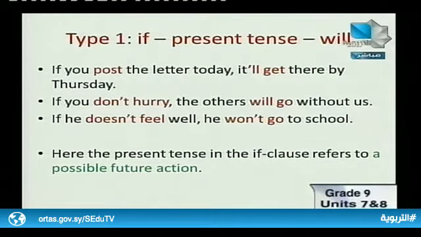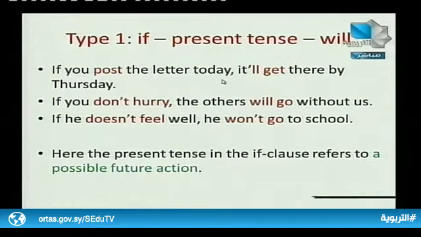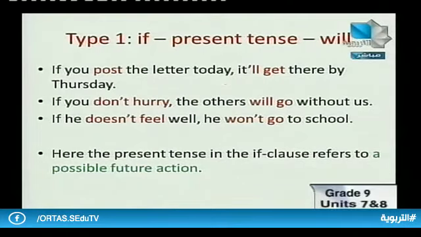What about the form? When we have if plus present simple, post, that means this action could happen in the future or now. So this action can be achieved nowadays. If you do that, then the result will be achieved. If you post the letter today, then it will get there by Thursday.